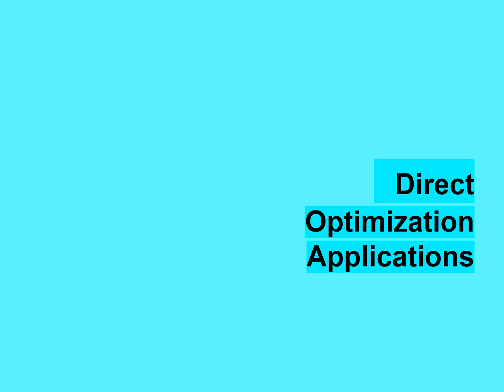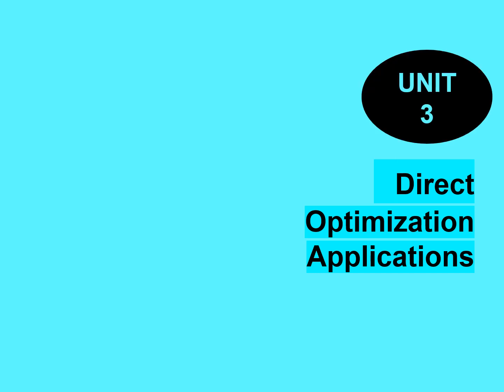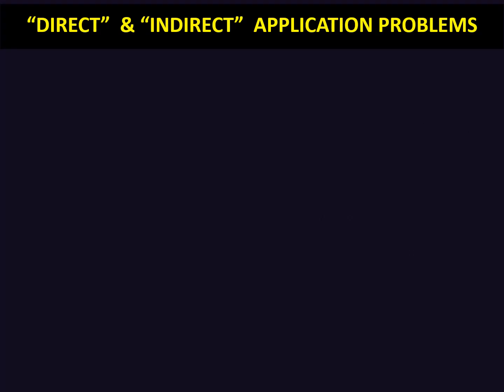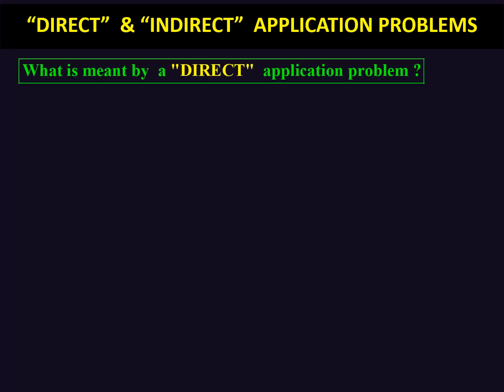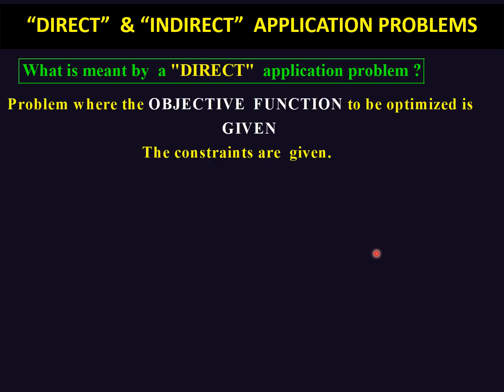Now we're going to actually start doing some optimization problems. The first one is direct optimization. But what do I mean by direct optimization problems? I refer to a problem as being direct if the objective function is given. In other words, you don't have to determine an objective function. The objective function is given and it clearly states what type of optimization is required. And the constraints are always provided.